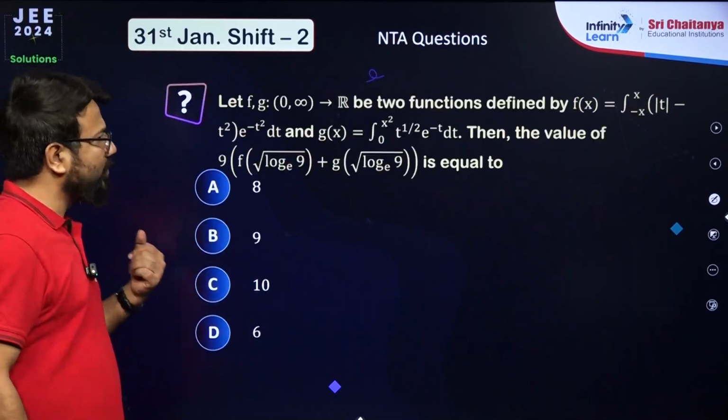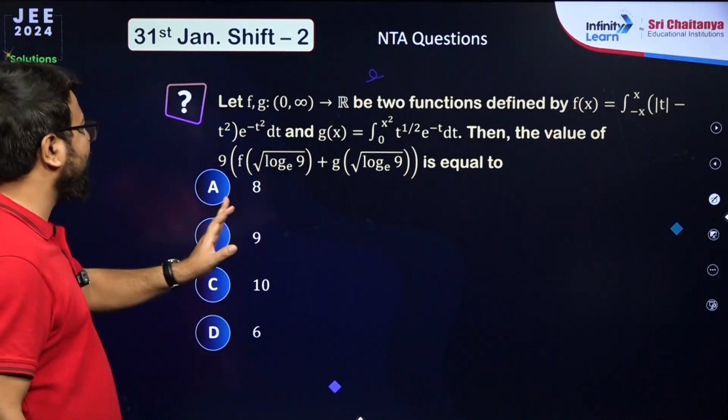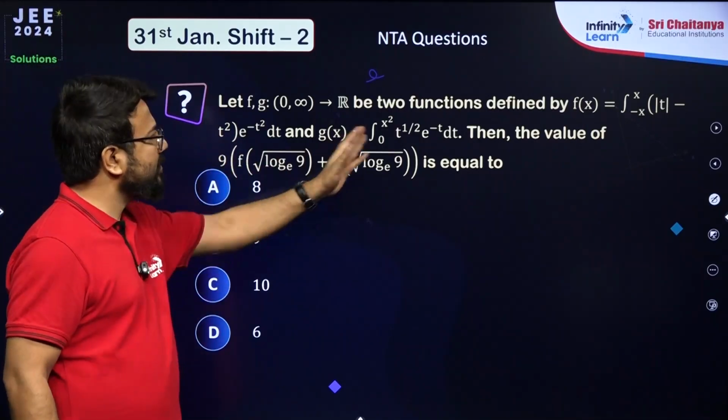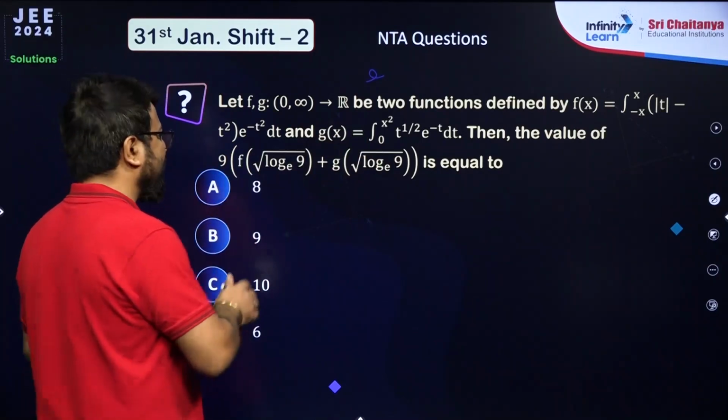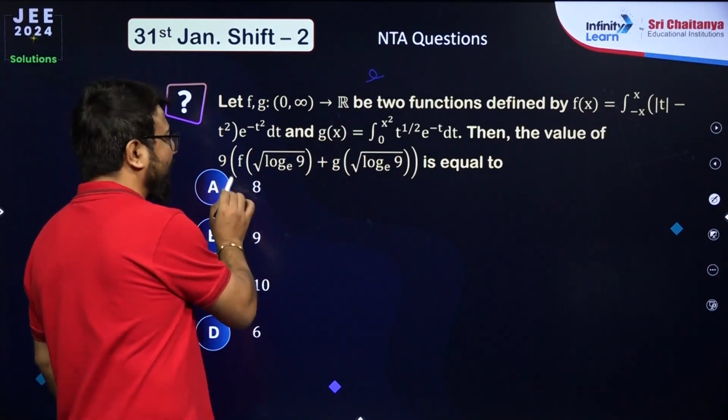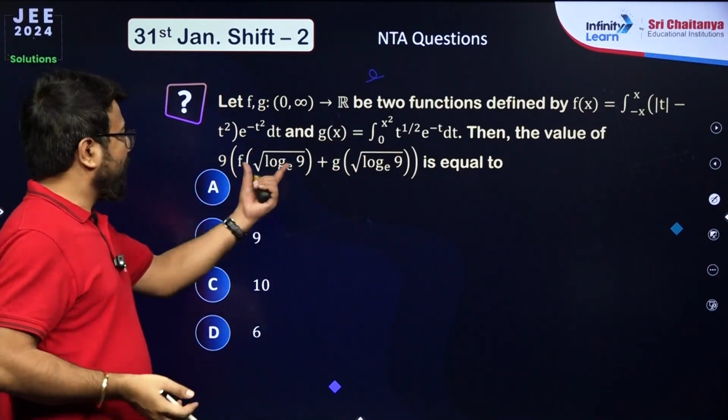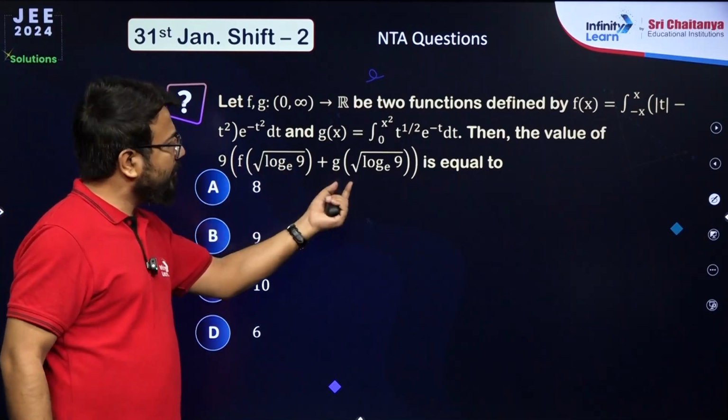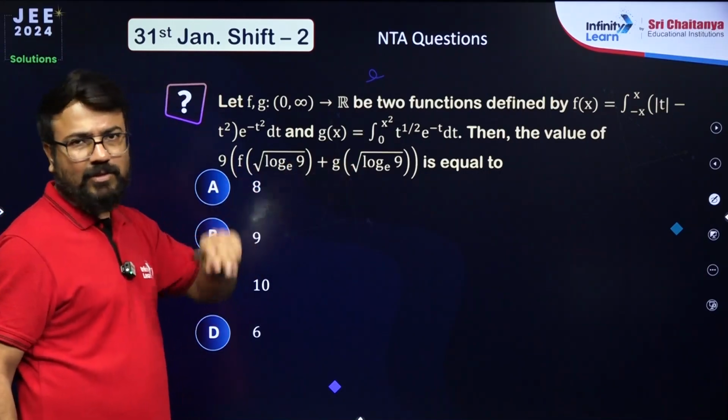Going forward to the next question, here a function f(x) is being defined as an integration, g(x) is also being defined as an integration, and they are finding the value of 9 f of root over log 9 plus g of root over log 9 is equal to what?